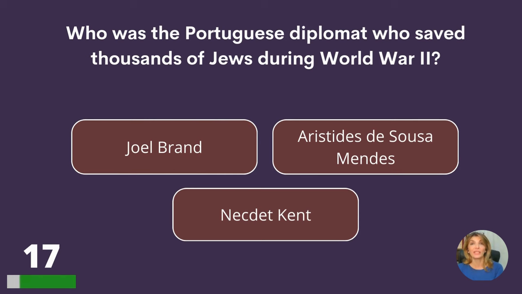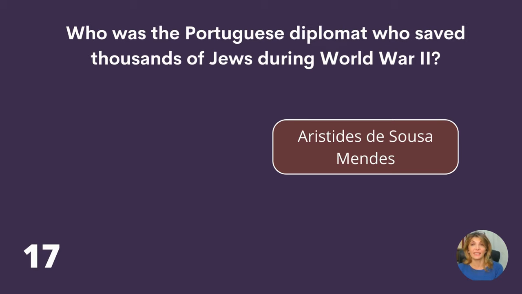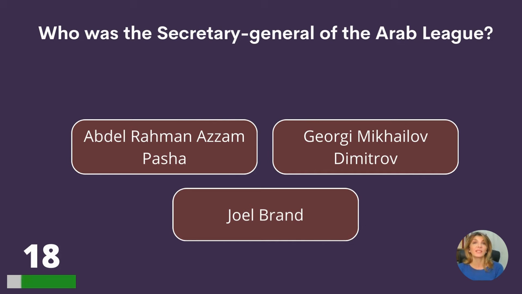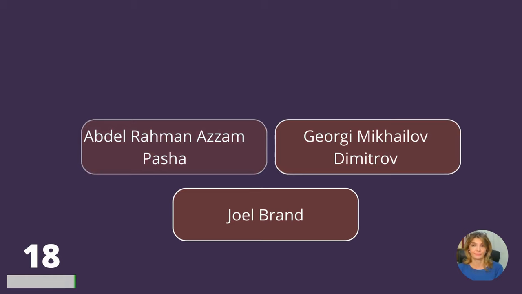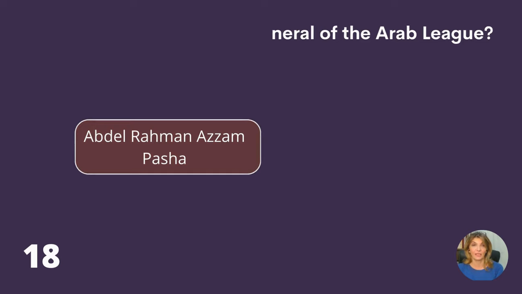Who was the Portuguese diplomat who saved thousands of Jews during World War II? Joel Brand, Aristides de Sousa Mendes, or Necdet Kent? Aristides de Sousa Mendes. Who was the Secretary General of the Arab League? Abdul Pasha, Georgi Mikhailov, or Joel Brand? Abdul Pasha.